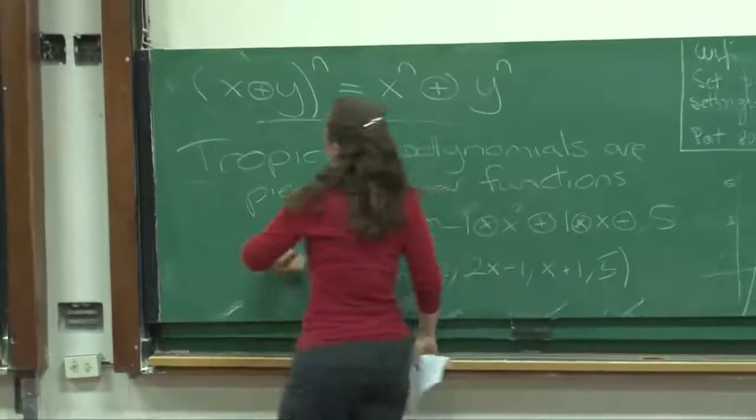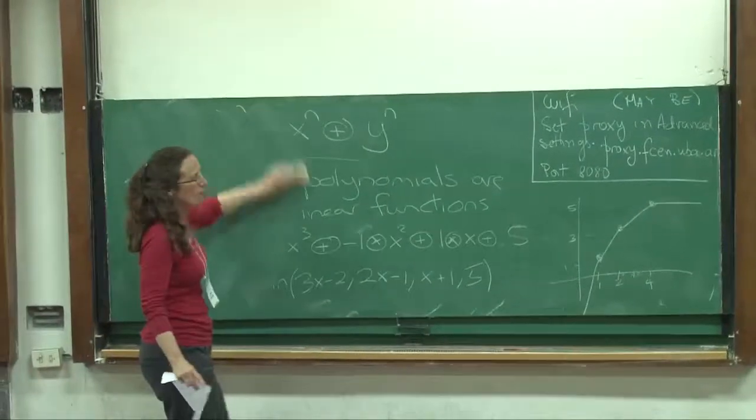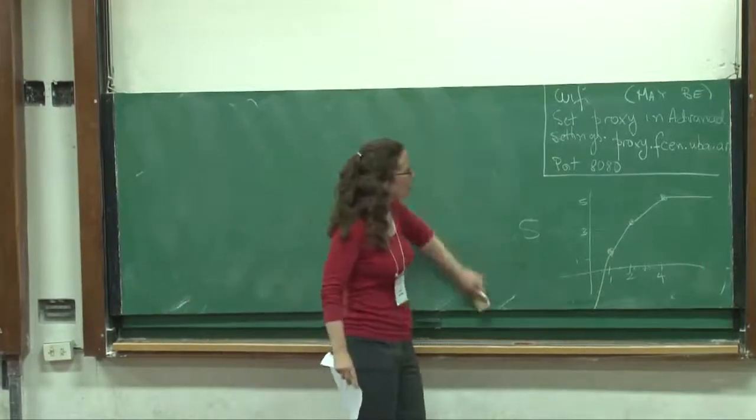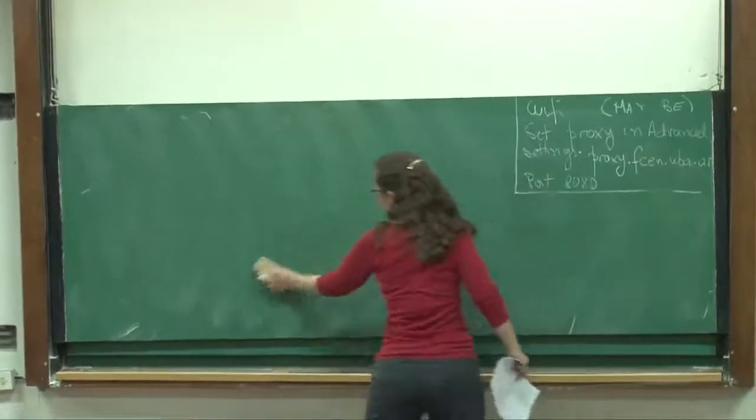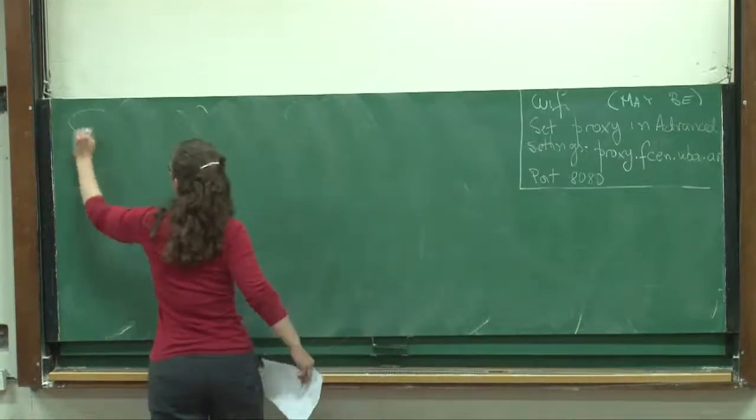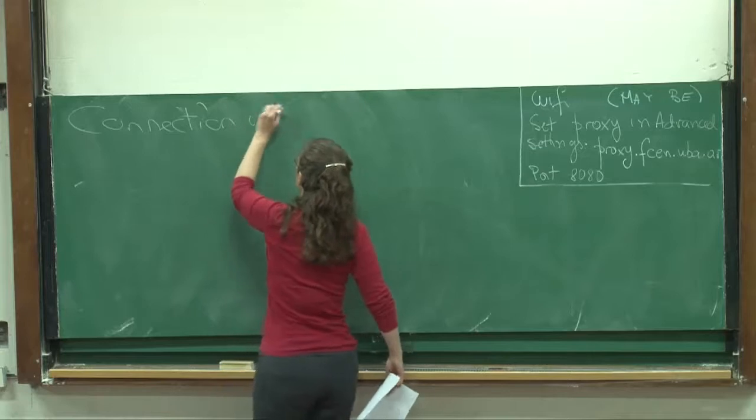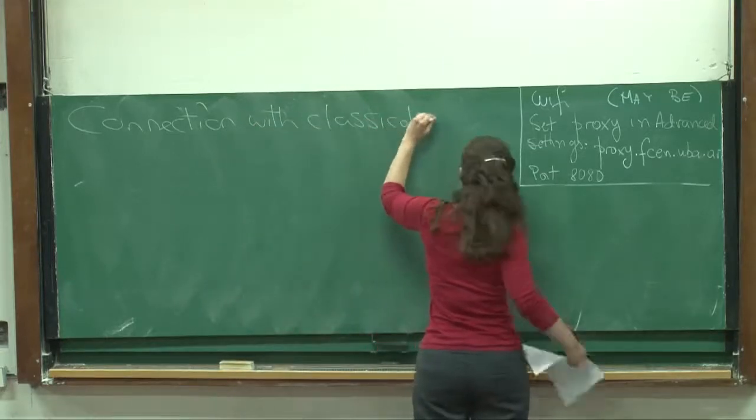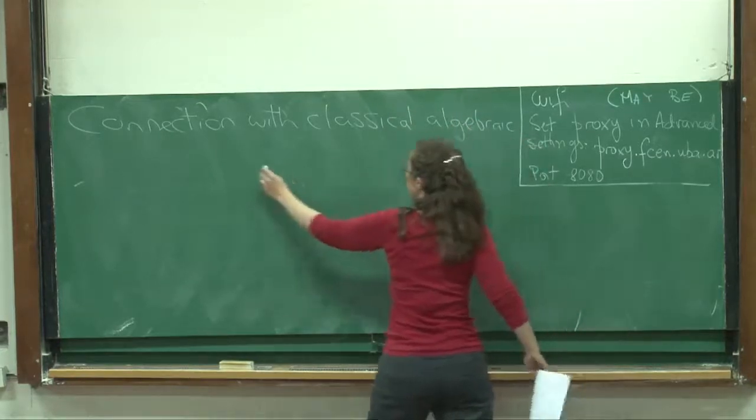So maybe what we want to do now is start to make this connection. Actually, maybe we can just get today to explain the quadratic formula. So what I want to do now is assume that I'm working over a field with valuation. So this is the connection with classical algebraic geometry.